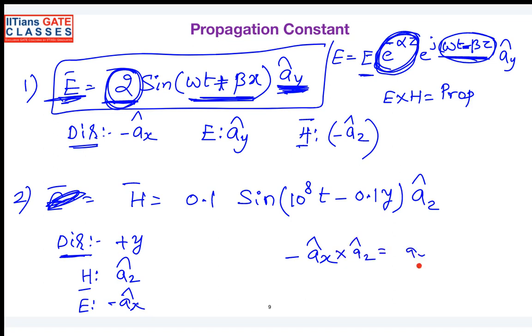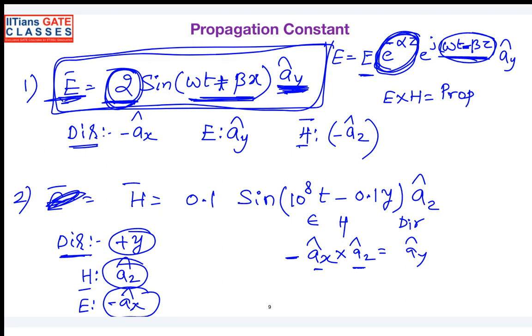So this is your direction of propagation, and this is your E and this is H. AX cross AZ will be minus AY, and minus into minus will be plus. Correct. So electric field will be negative X, magnetic field is in Z, and the direction of propagation is in Y. And at the same time, is it a lossy medium or a lossless medium?